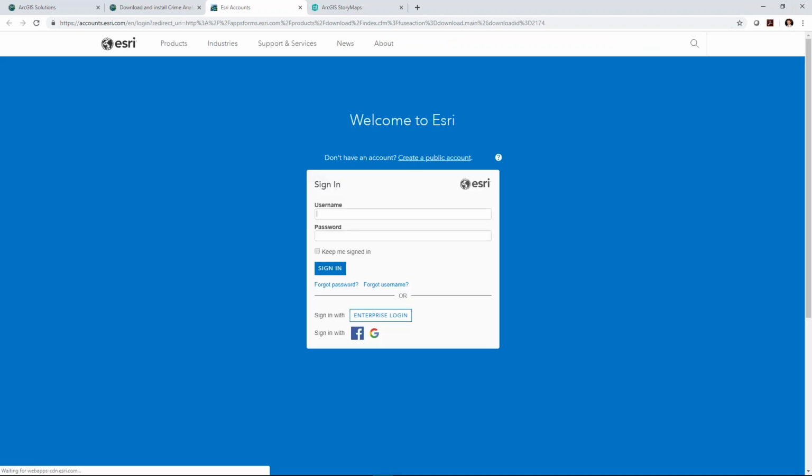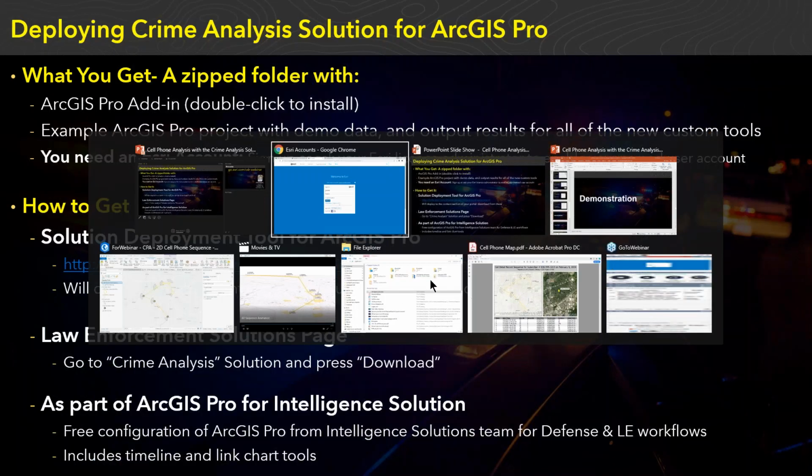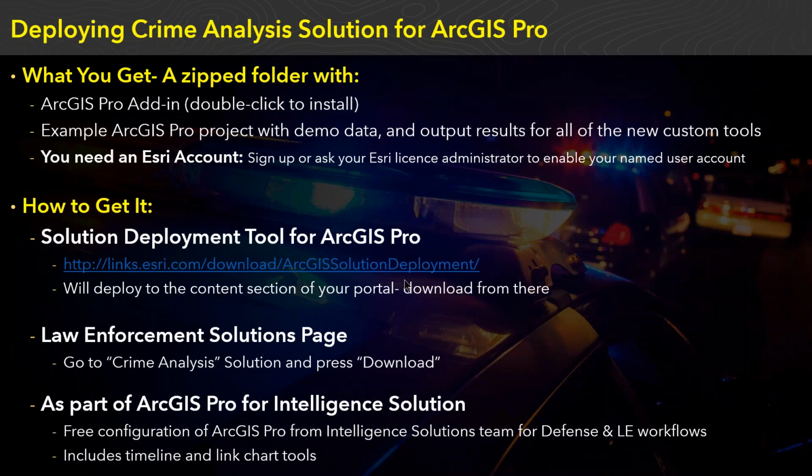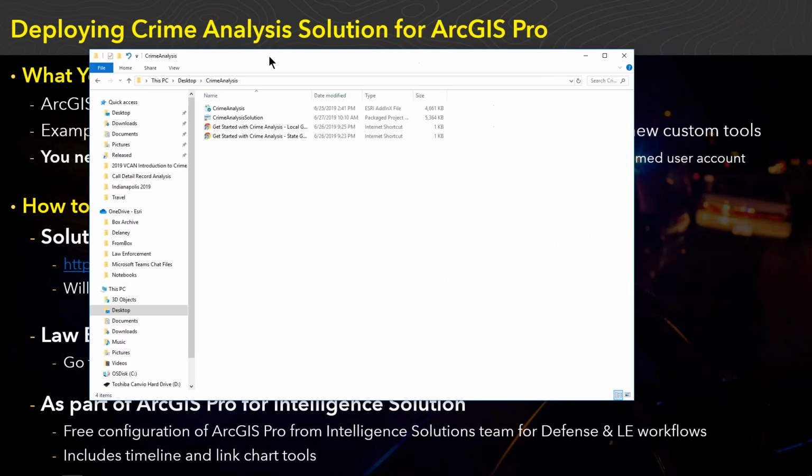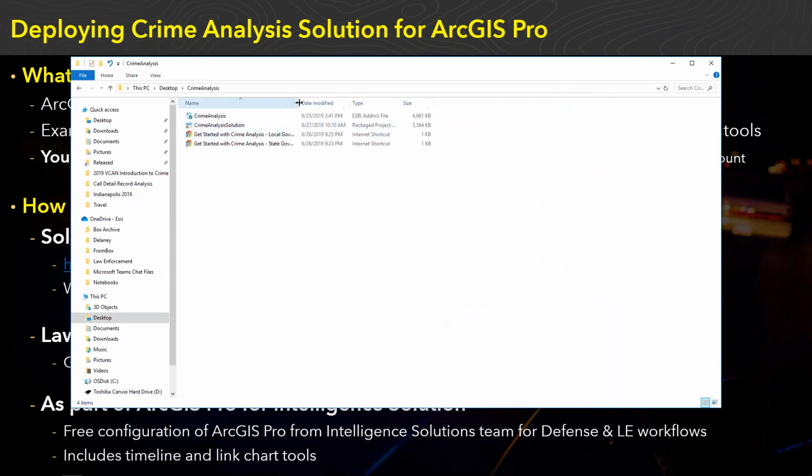And inside that download link, it's going to ask you to create an account. If you don't have an account already, you can create a public one so that you can sign in and get access to this. And what you're going to get out of it is, let me just show you the example. You're going to get a zipped folder, and when you unzip it, it's going to have four things in it. It's going to have the help documentation, and it's going to have the add-in file to add in the ArcGIS crime analysis solution.